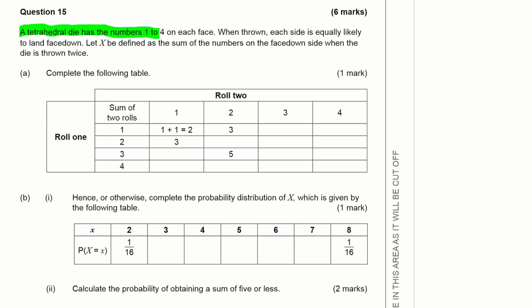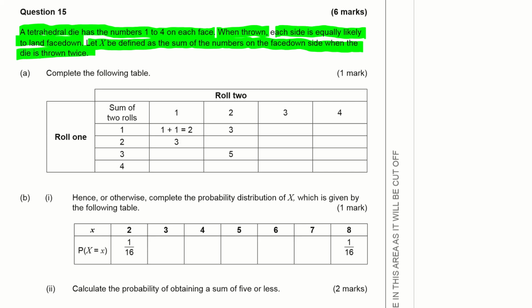A tetrahedral die has the numbers 1 to 4 on each face. When thrown, each side is equally likely to land face down. Let x be defined as the sum of the numbers on the face down side when the die is thrown twice. Complete the following table.